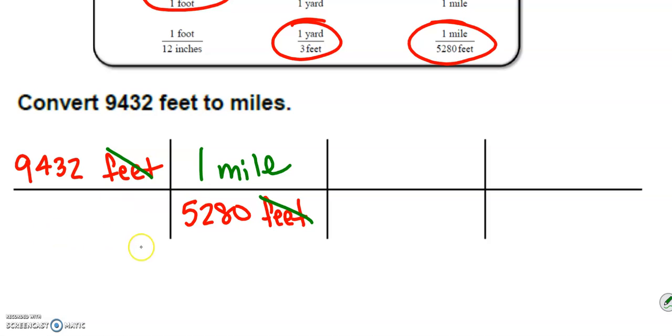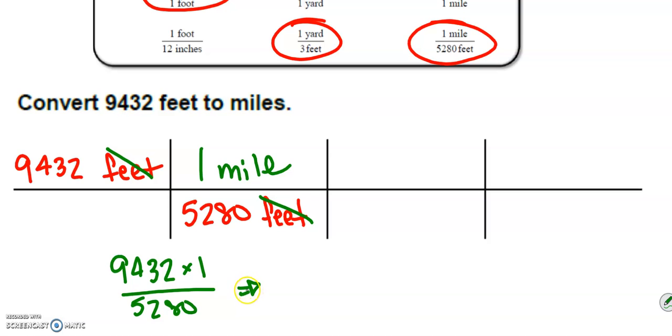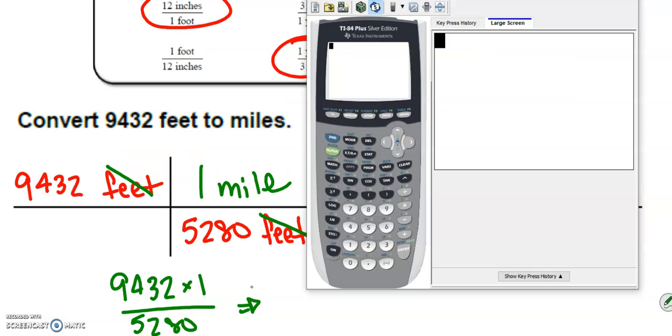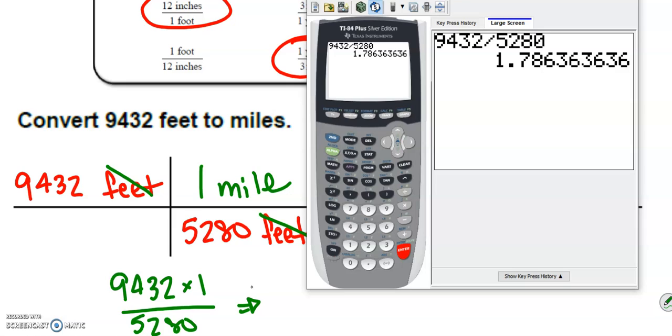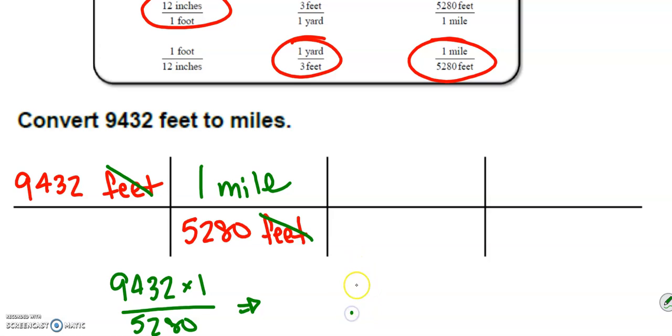So what you essentially have here is 9,432 feet times 1 mile. So you take the top, you multiply them together, and then I divide it by 5,280 feet. Do I need to really take the time and multiply something by 1? No, because it doesn't change anything. So what I have here is 9,432 divided by 5,280. And that gives me approximately 1.8. So we'll round, and we'll say 1.8 miles.